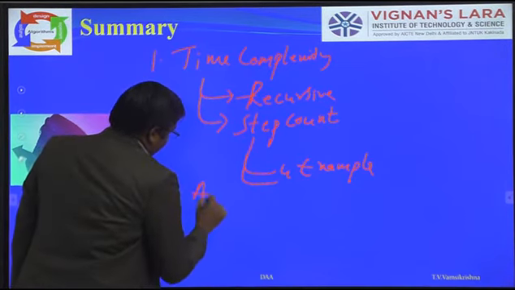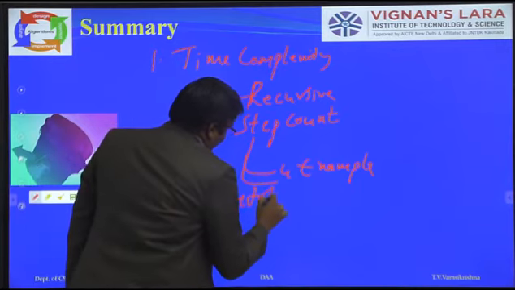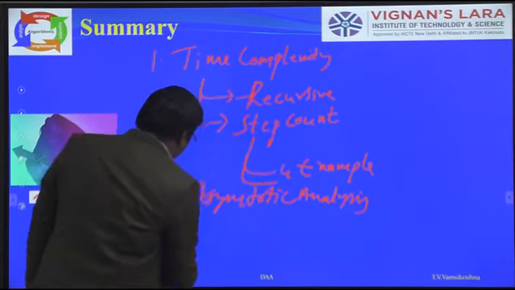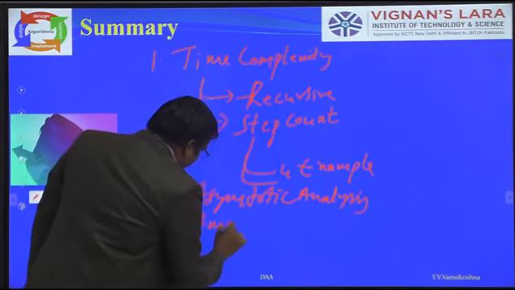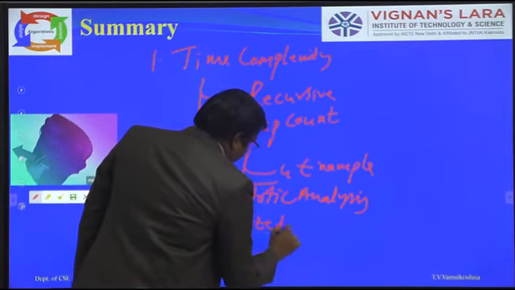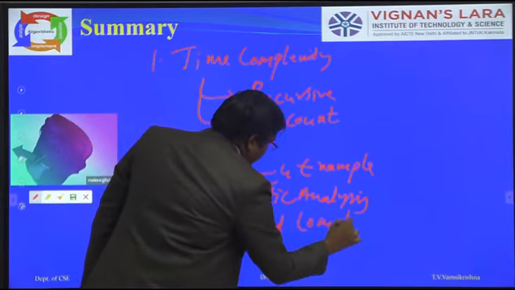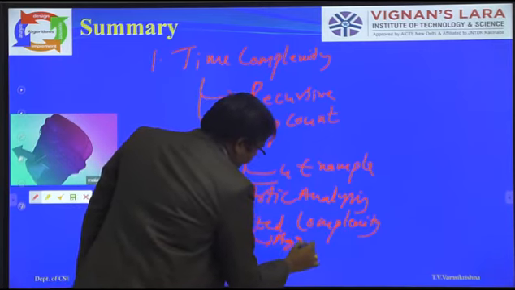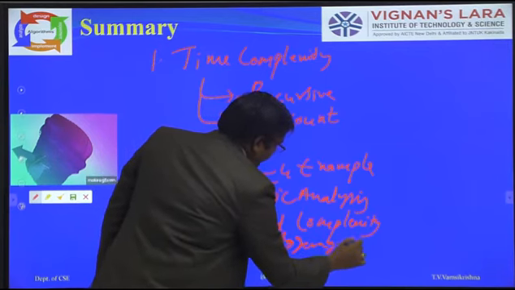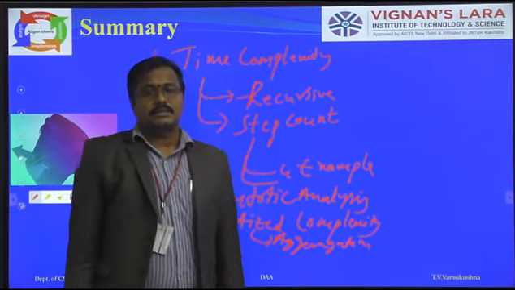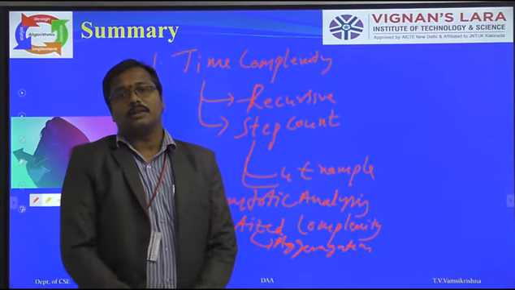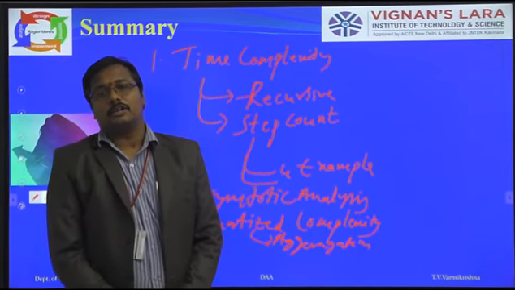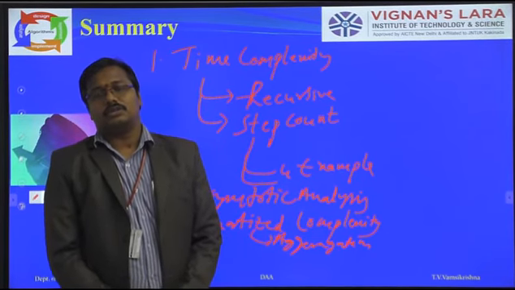The second one is asymptotic analysis. Here we have also discussed amortized time complexity. In the amortized time complexity, we discussed the aggregate method. In the next session, we will discuss performance measurement, and next we will talk about the other kinds of asymptotic notations also. Thank you.